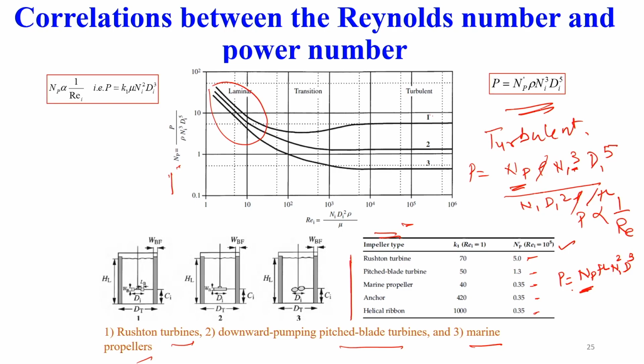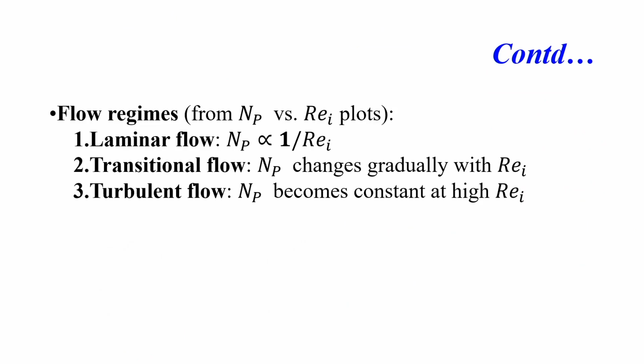And as the NP is coming out to be same, so here either we write NP dash or many times it is written as K1. So for the laminar region, P is written as K1 into mu Ni square Di. So we have discussed that for the laminar region, power number is inversely proportional to Reynolds number, and for the turbulent region it is constant of the Reynolds number.